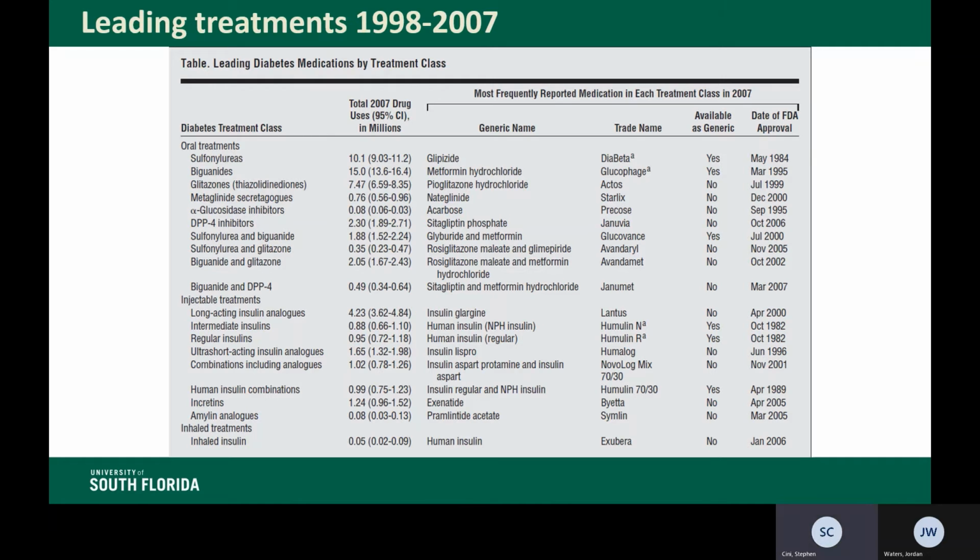And lastly, this shows the leading treatments between 1998 and 2007. As you can see, there are different classes, the oral treatments and then the injectable treatments. The oral treatments have their uses and were found between 1984 and 2000 roughly, but most of the treatments after 2000 were injectable and in the form of insulin.